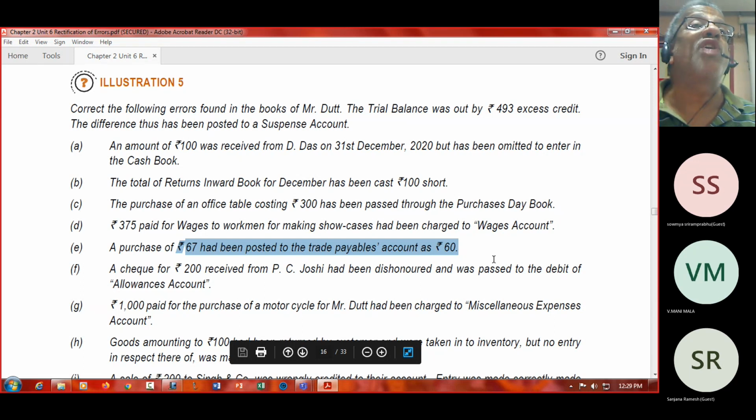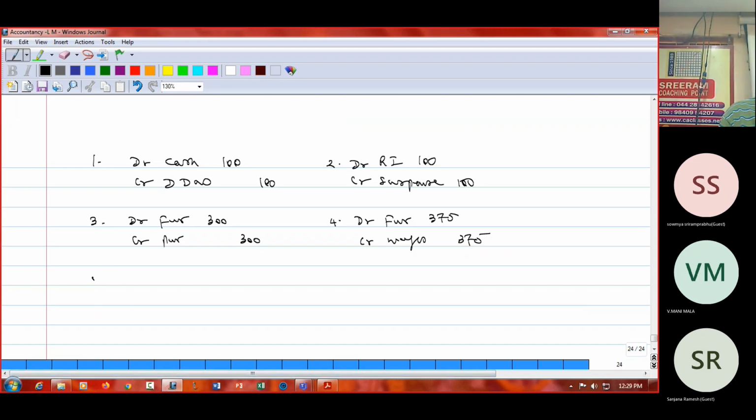Credited to trade payables short by rupees 7. Suppliers account short credit. What is the remedy for short credit? Credit. It will affect the agreement of trial balance. Credit payables 7 and debit to suspense account 7.